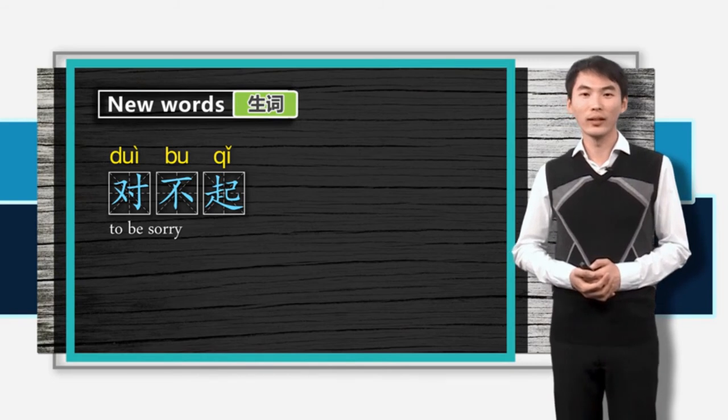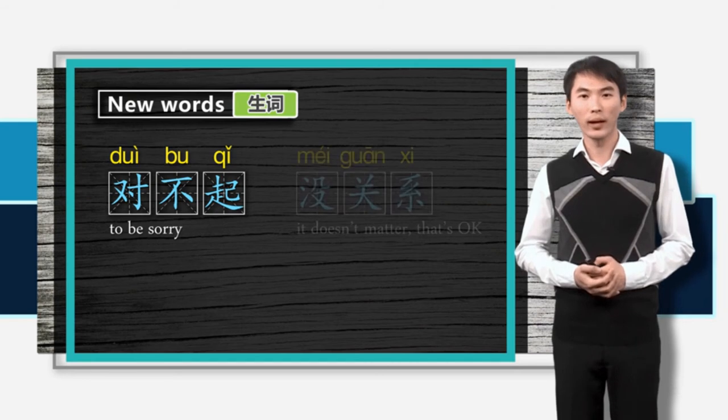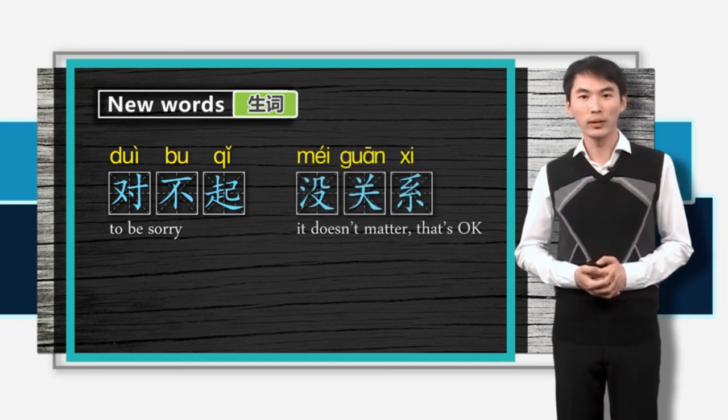Today, we will learn another daily expression, 对不起. It's a way to apologize to someone. It means sorry or excuse me. Please read after me. 对不起，对不起. Very good. And if someone says 对不起 to you, you can respond by 没关系, which means it doesn't matter. That's okay. Now, please read after me. 没关系，没关系. Very good.